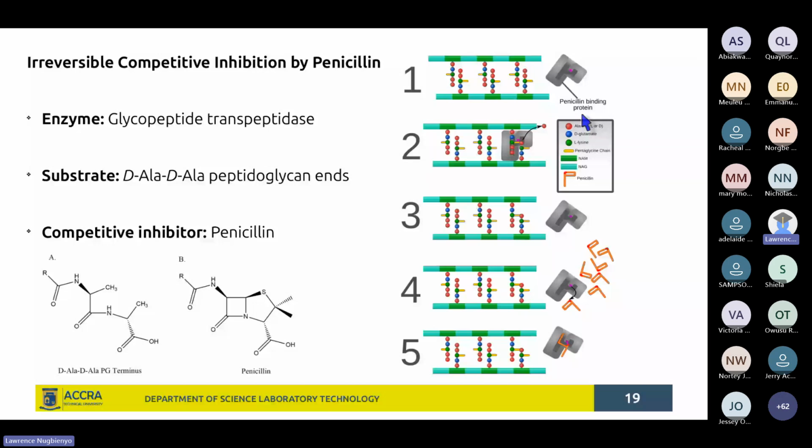So in this case, this is an irreversible competitive inhibition. And the enzyme we have seen already to be the glycopeptide transpeptidase, which is to be inhibited. The substrate in this case, we say it is that alanine, the bond which is formed there.